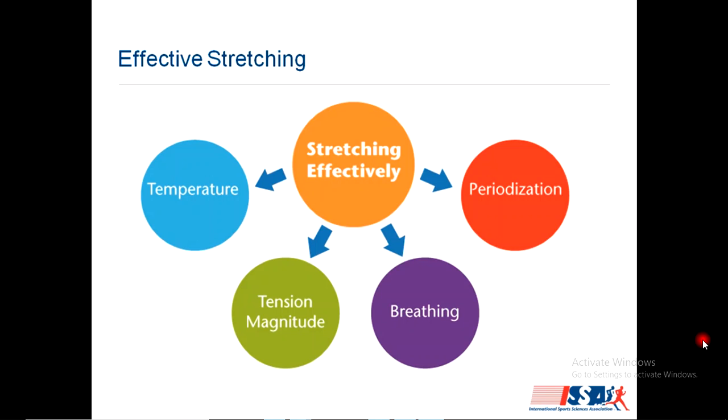Tension magnitude, or how aggressively one stretches, is specific to one's goals. Stretch to the point of mild to moderate discomfort if the goal is to improve range of motion, but short of discomfort if the primary objective is to speed up the removal of waste products during or after a workout.